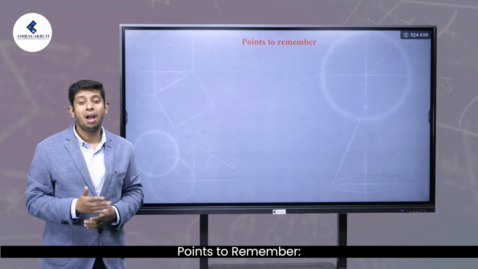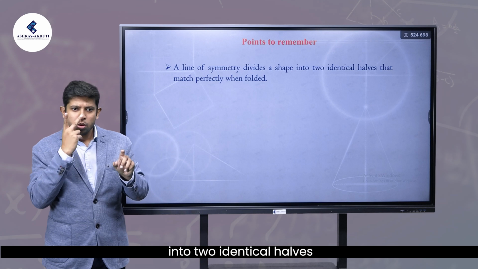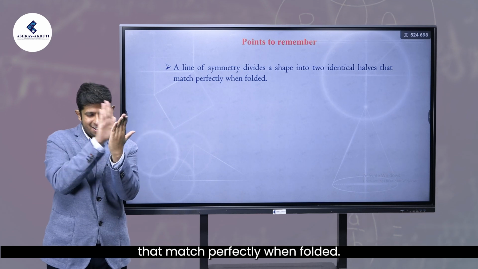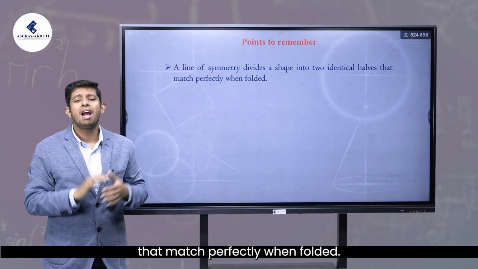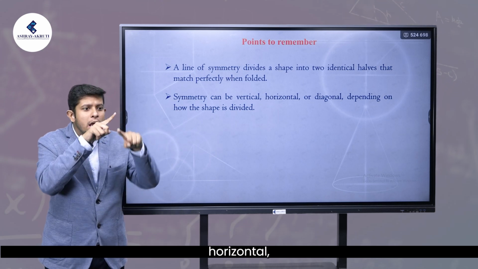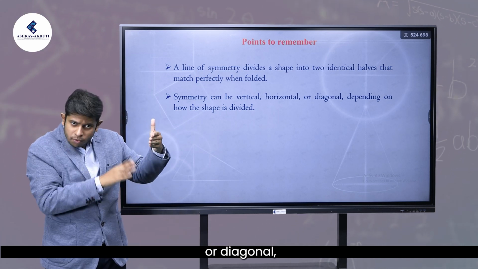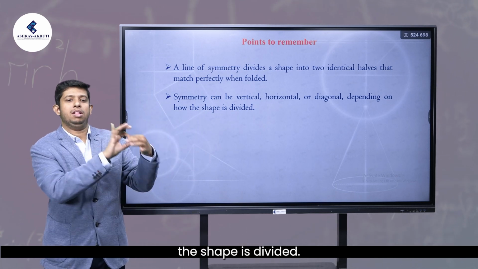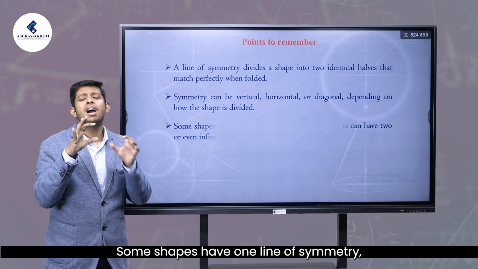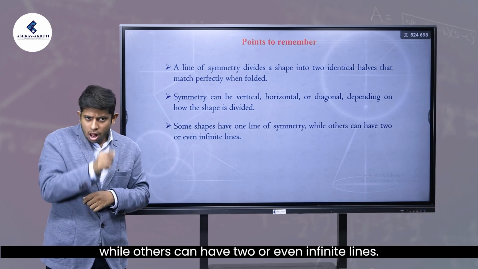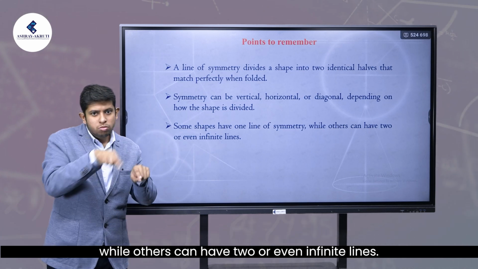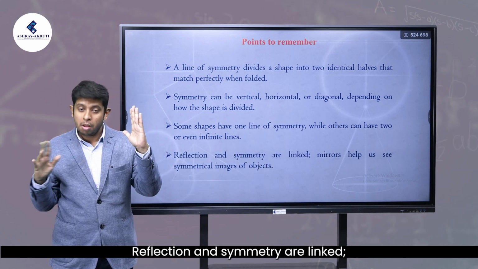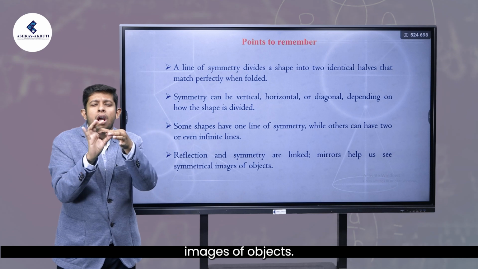Points to remember. A line of symmetry divides a shape into two identical halves that match perfectly when folded. Symmetry can be vertical, horizontal, or diagonal depending on how the shape is divided. Some shapes have one line of symmetry, while others can have two or infinite lines. Reflection and symmetry are linked. Mirrors help us see symmetrical images of objects.